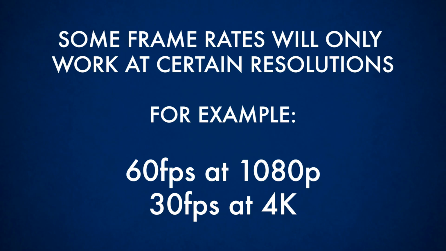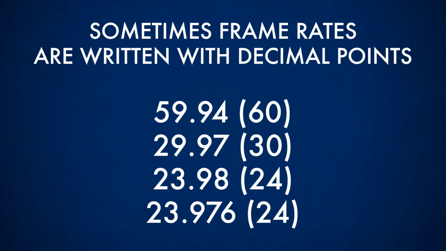Be aware that most cameras will have a trade-off in resolution versus frame rate. So for example, you might be able to shoot at 60 frames per second at 1080, but only 30 frames at 4K. So always look up your camera's specs if you want to see what frame rate you can do at what resolution. Also, sometimes these frame rates are written with a decimal point, so it will say 59.94 instead of 60, or 23.976 instead of 24, but it will give you something that basically looks the same. So if you're seeing that instead of full numbers, then don't worry.